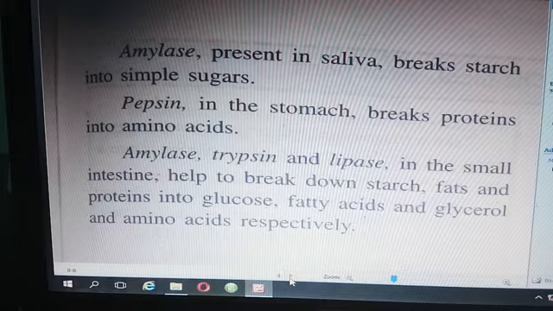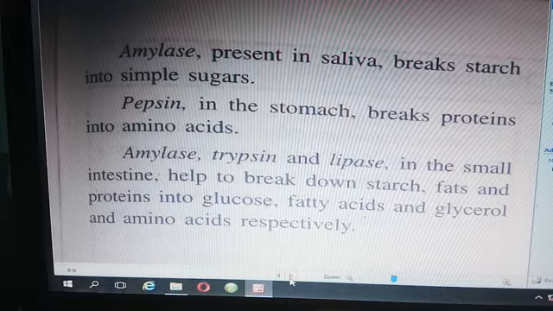Then pepsin in the stomach breaks proteins into amino acids. So pepsin is another enzyme that is present in the stomach, and what is its function? It breaks proteins into amino acids. Actually all these are chemical reactions. The conversion of protein into amino acid is a biochemical reaction, and this reaction is speeded up, accelerated by the catalyst called pepsin.